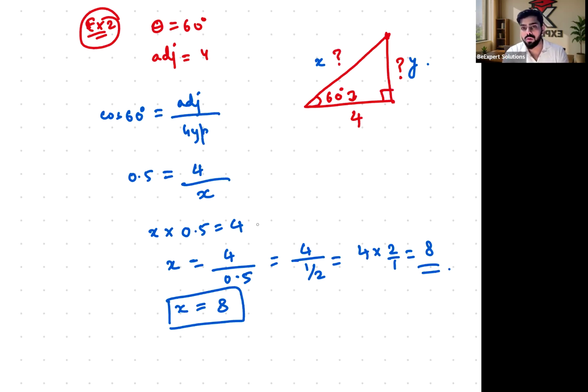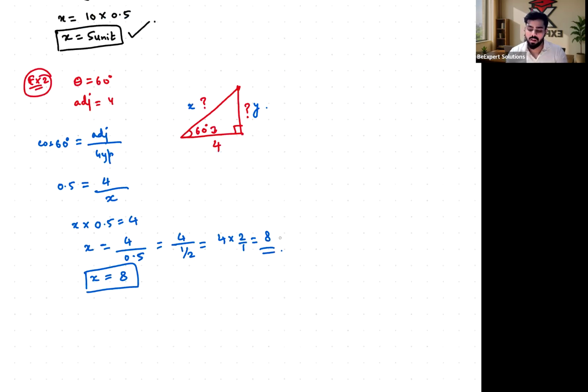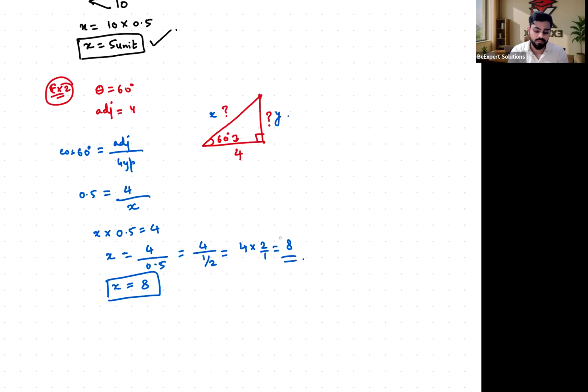Then you can find out your y also. How do you find out your y here? What is the way to find out the y here? Again, the same thing, you need to see what your y is. Adjacent is given to you and opposite is y. So opposite over adjacent, that is basically the formula for tangent. Tan 60 degrees gives you the value of root 3.